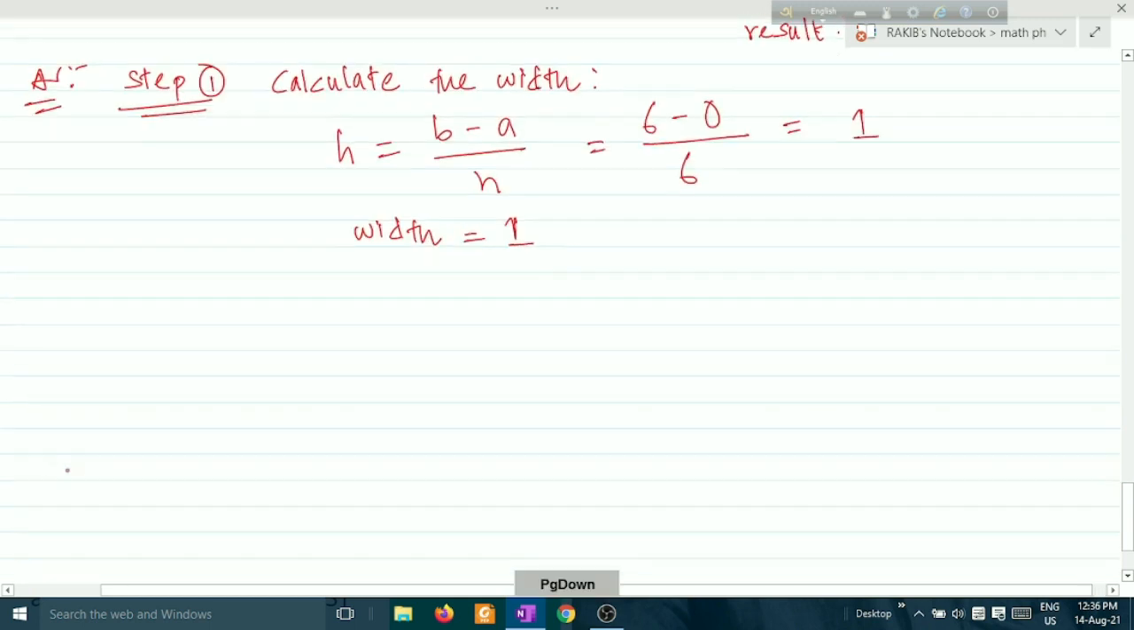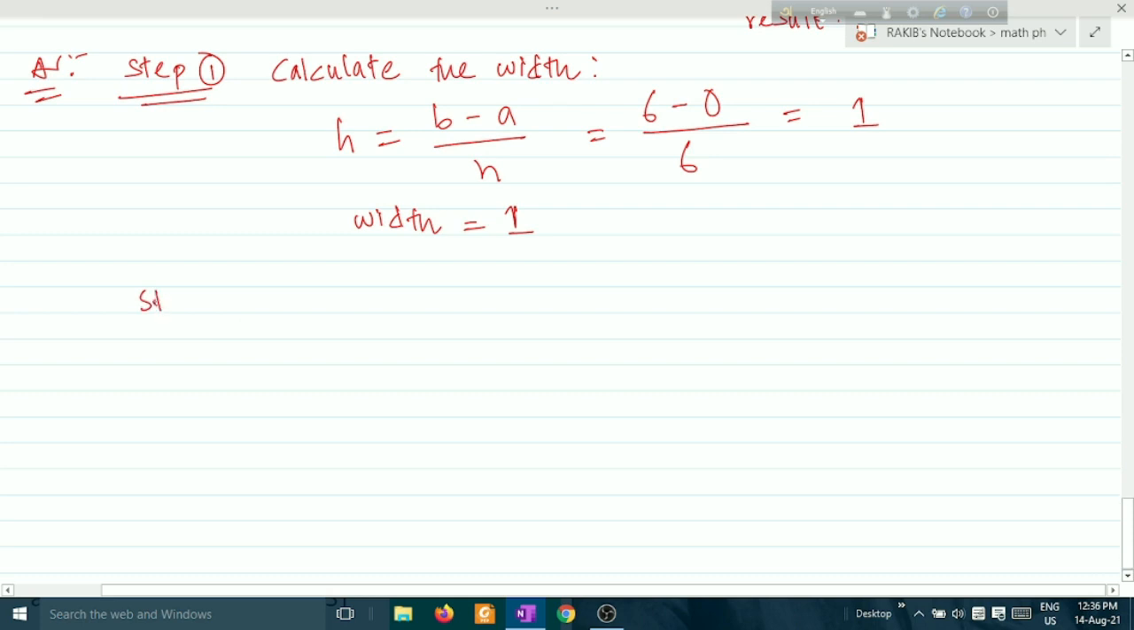Now step 2. In step 2 we will make the table. Before making the table, I am writing f(x) equals y equals 1 upon 1 plus x square. That is, 1 over 1 plus x square.